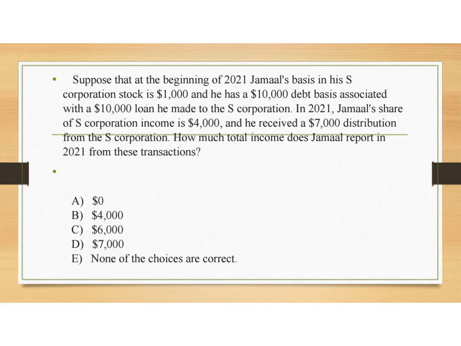All right, so this problem is all about a distribution. Let's look at what we've got. At the beginning of 2021, we know his basis in his S corporation stock is $1,000, and he has a $10,000 debt basis associated with the $10,000 loan he made. In 2021, his share of the S corporation income is $4,000, and he received a $7,000 distribution. How much total income does he report in 2021 from these transactions?